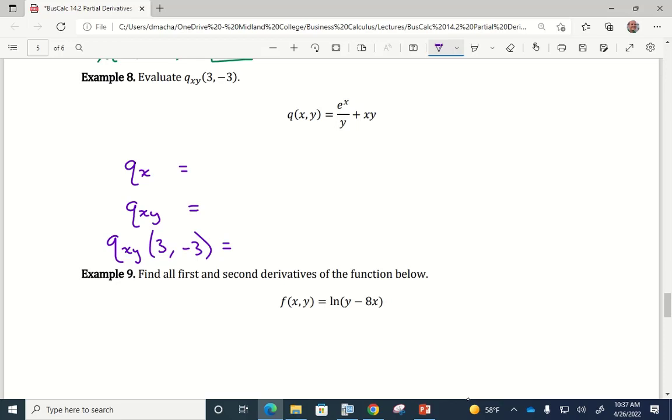So I'm going to pretend that 1 over y is a constant here, because I'm taking the derivative just with respect to x. And so the derivative of e to the x with respect to x is e to the x. So nothing new. And then where it says plus xy, I pretend y is a constant, and taking the derivative of x is just 1.